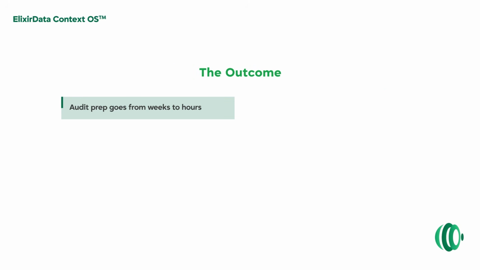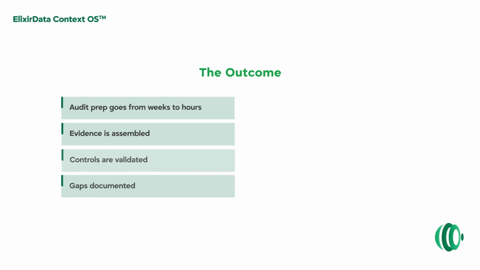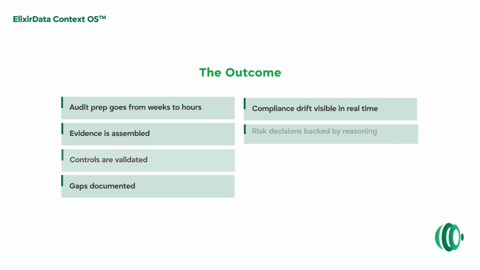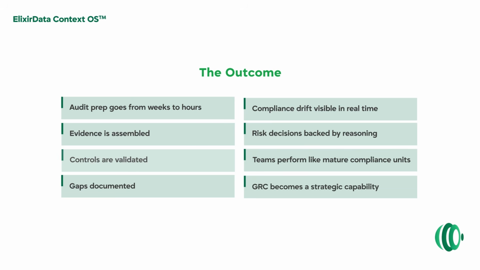The outcome. With ContextOS, audit prep drops from weeks to hours. Evidence is assembled, controls are validated, gaps are documented. Compliance drift surfaces in real time. Risk decisions are backed by reasoning auditors can follow. Under-resourced teams perform like mature compliance departments. GRC becomes a strategic capability, not because you hired more analysts, but because your governance system finally thinks.